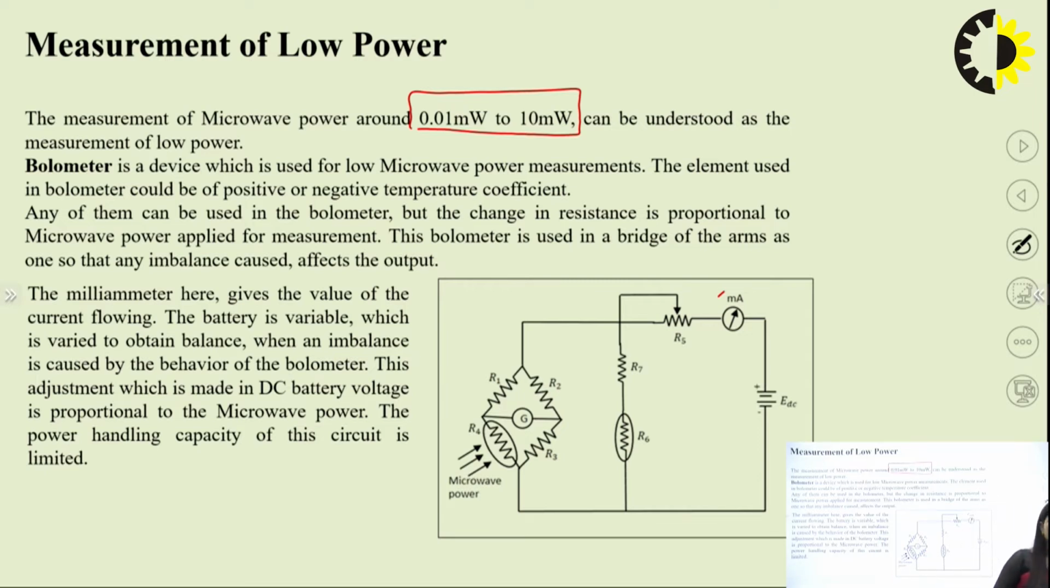So the milliammeter here gives the value of the current flowing, and the battery is variable, which is varied to obtain balance when an imbalance is caused by the behavior of the bolometer. So this imbalance is in proportion to the voltage we are getting here. So this adjustment which is made in the DC battery voltage is proportional to the microwave power. The power handling of this circuit is limited. It means the voltage which we are getting here is directly proportional to the microwave power applied here. So from here we can find out the power of your microwave signal.